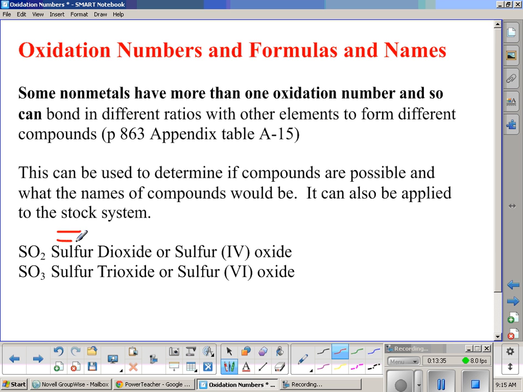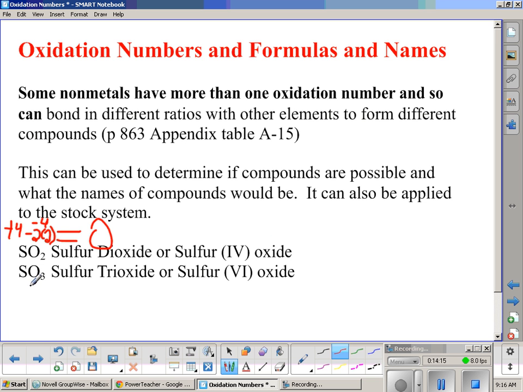Okay, no charge on it, so it equals 0. Okay, we know that each oxygen is -2, and we have 2 oxygens, so times 2, giving us -4. So since it has to be added with whatever the oxidation state for sulfur is to equal 0, that means sulfur has to be a +4. So if you look over here, sulfur 4, we just found 4, sulfur 4 oxide. And so that's how this can be used in the stock system.